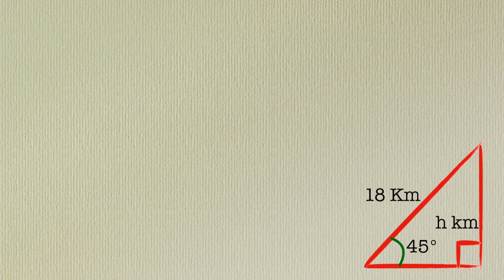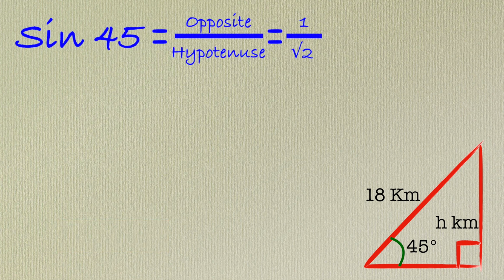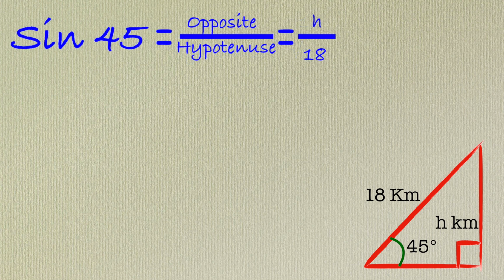Aha! I think we can use the sine function. We know that the sine of an angle is equal to the opposite over the hypotenuse. So, in this case, sine 45 is equal to the measure of the opposite, which is h kilometers, over the hypotenuse, which is 18 kilometers.